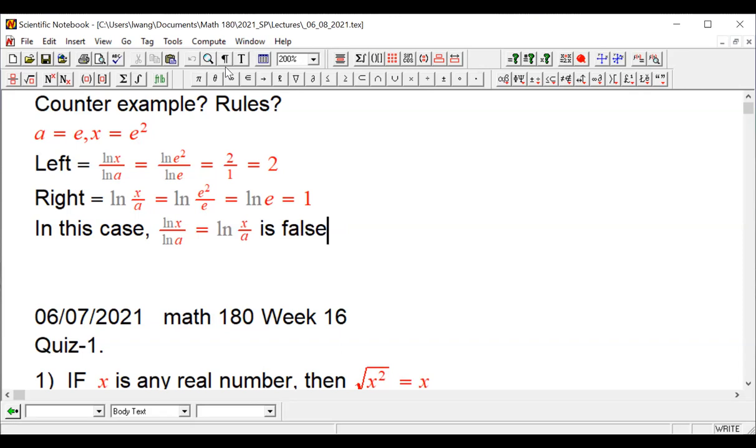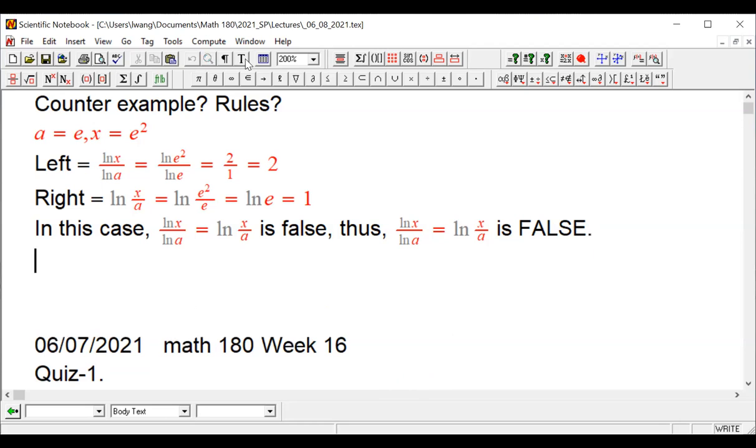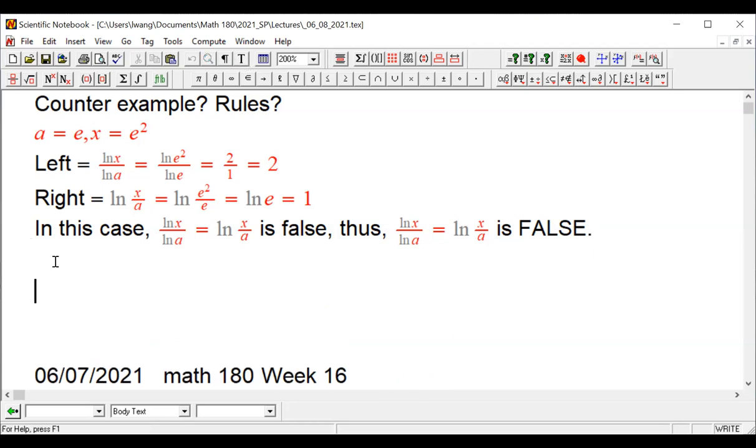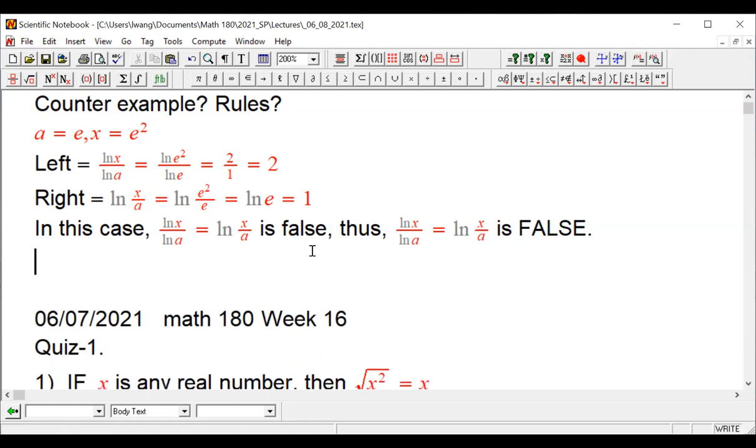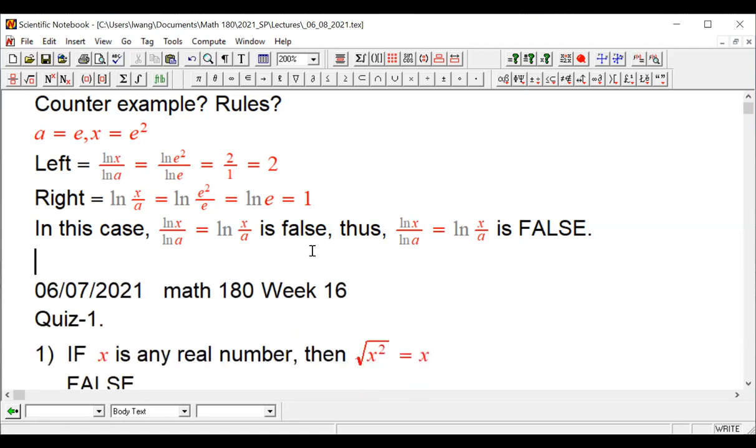It is false. Thus, it is false. False once, false. Do you see that? So that's number 18. We follow that principle: if it's true, it has to be always true, no matter what example within your constraint, it has to be true. False once, false.